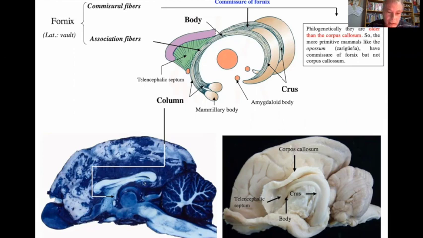So here you see the corpus callosum and the fibers of the columns of the fornix going rostral and down in order to reach the mammillary bodies, passing just caudal to the rostral commissure. There you have another dissection where you see the crura of the fornix going up and being related with the telencephalic septum here.